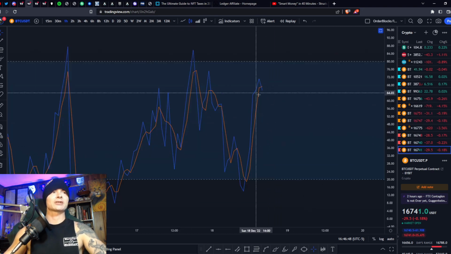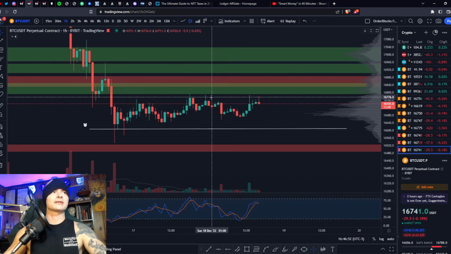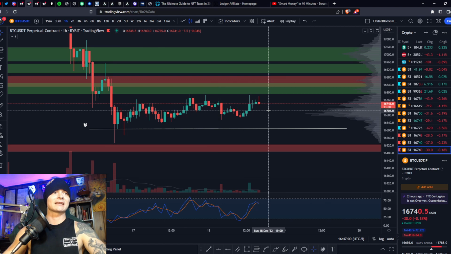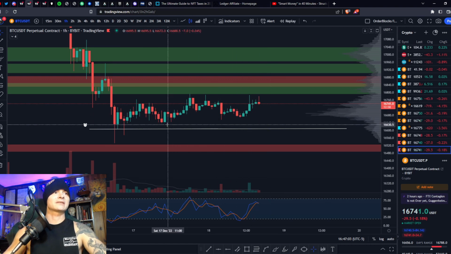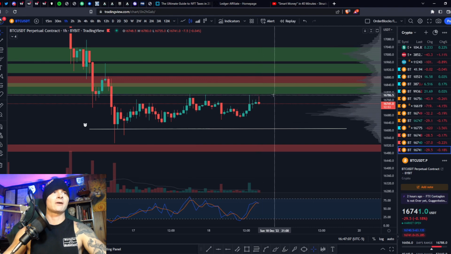Stochastic, trying to get that fresh cross to the downside. Let's see, do we have any divergences? Actually, no, we do not. We do not have any divergences right now. Actually, you had bullish divergence from here to here, but that's already played out. Getting rejected from this order block. We have not been able to break above it at about 16,794. It's where that order block comes in at. So we keep getting rejected from there.